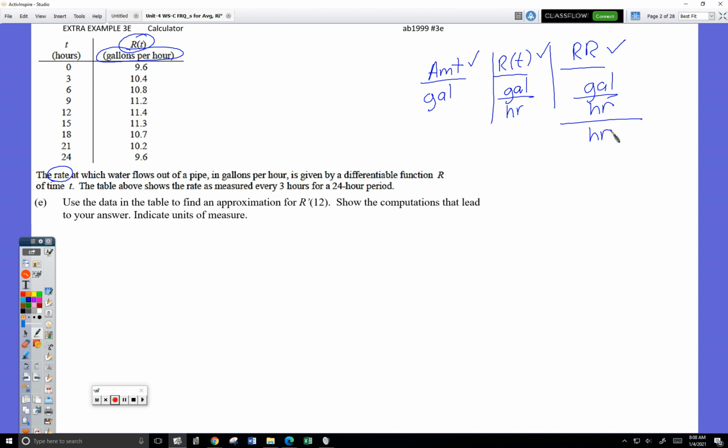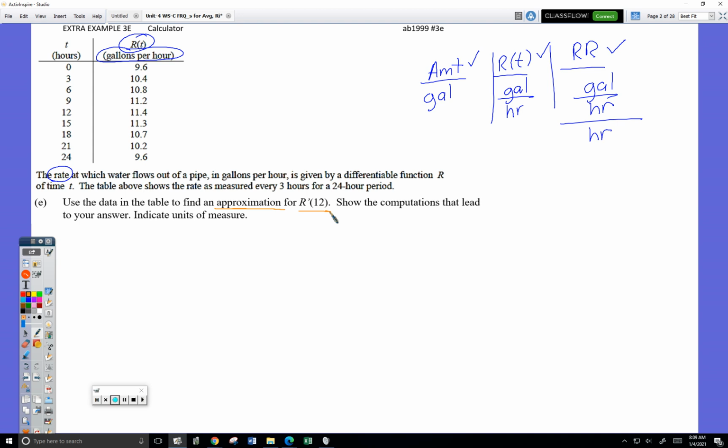It really makes a huge difference if you keep track of the units. It'll just help keep you from making a mistake. The rate at which water flows out of a pipe in gallons per hour is given by the differentiable function R. So R is a rate. The table above shows the rate measured every 3 hours. Use data in the table to find an approximation. The keyword here is approximation. We're not finding an exact value, we're only approximating R prime of 12. Show the computation that leads to your answer, and indicate units of measure.